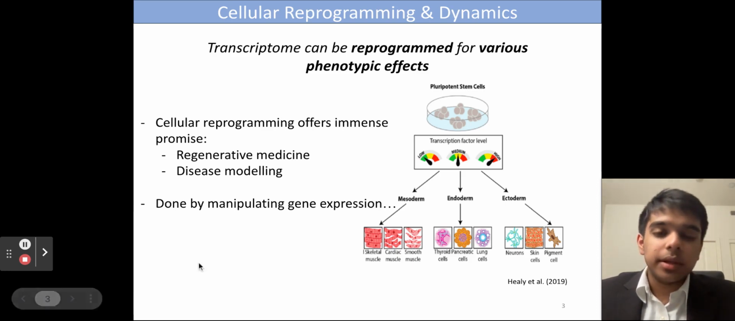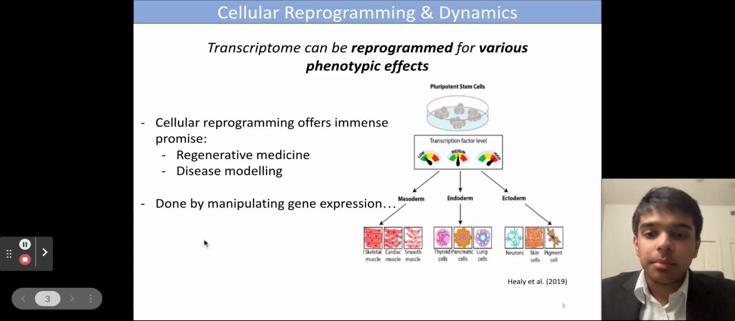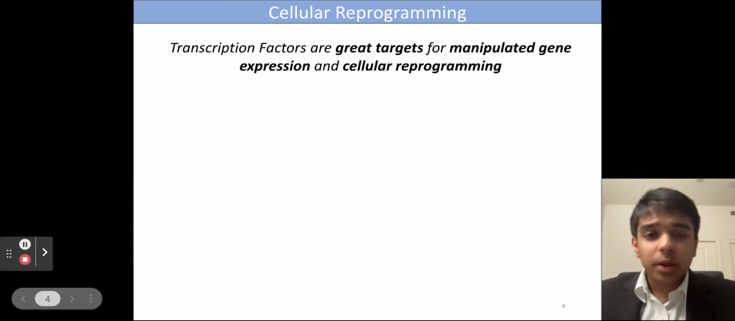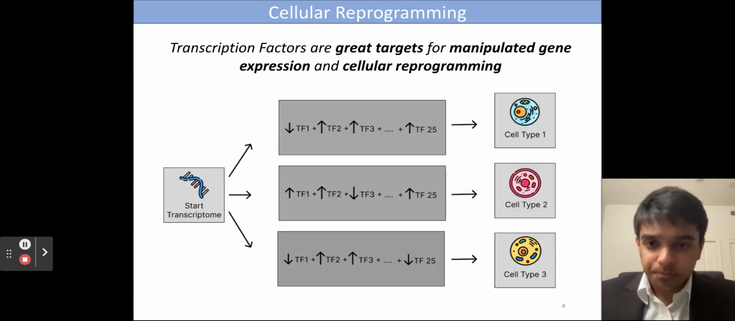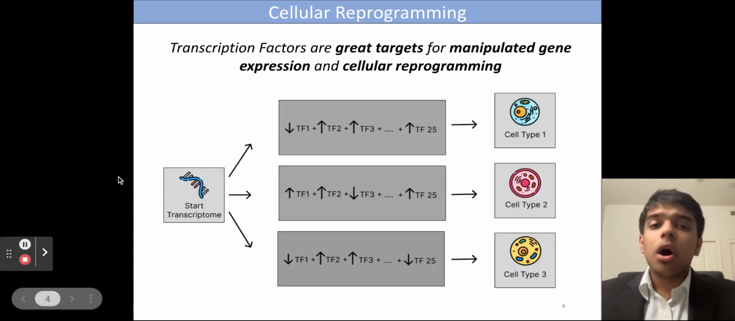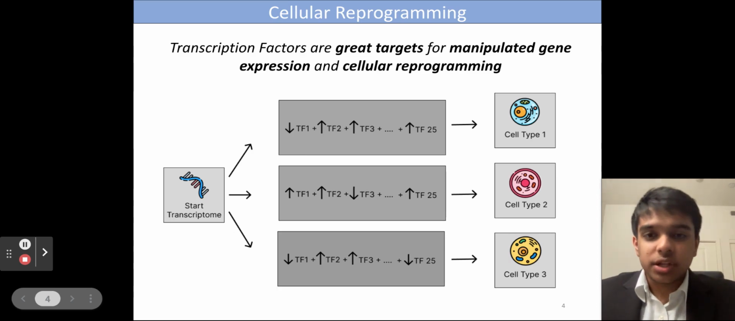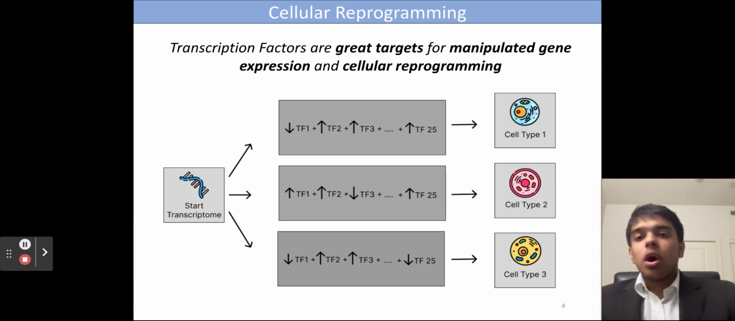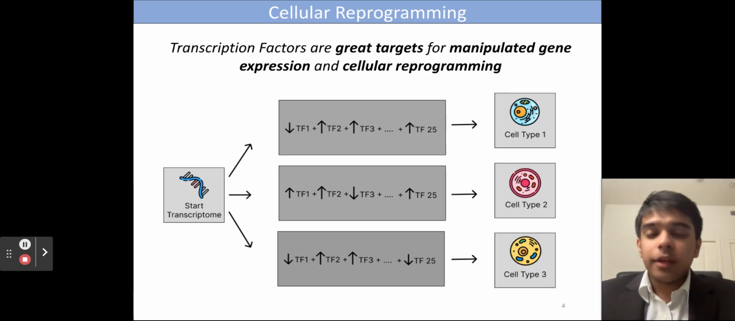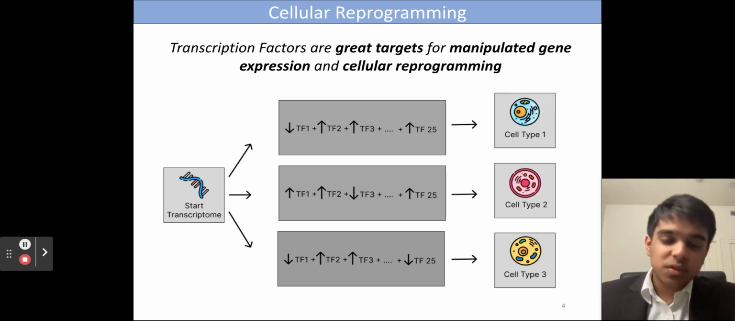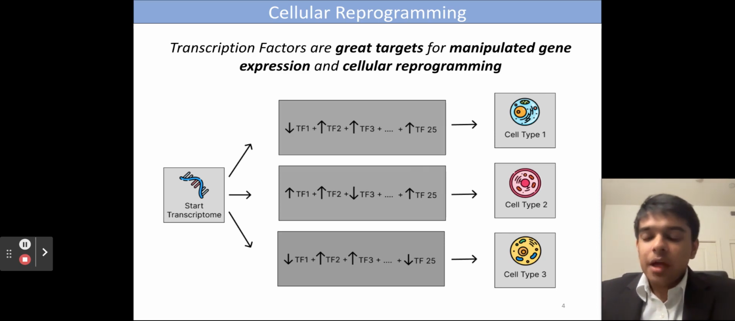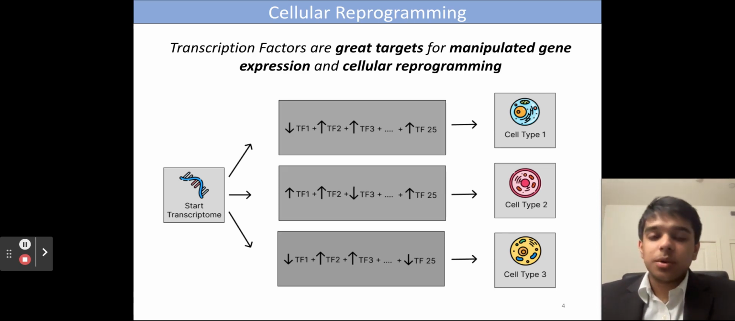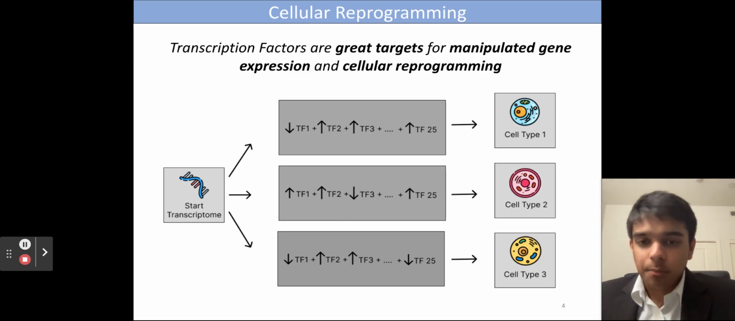Well, it's done by manipulating gene expression as shown in this diagram. Now, how do we manipulate gene expression? Well, we use something known as transcription factors. Transcription factors are great targets for manipulating gene expression in cellular reprogramming. This is because transcription factors are regulatory genes that bind to promoter regions of the specific gene to be expressed, and they can either repress, enhance, or perform cofactor enhancement with other transcription factors as well.